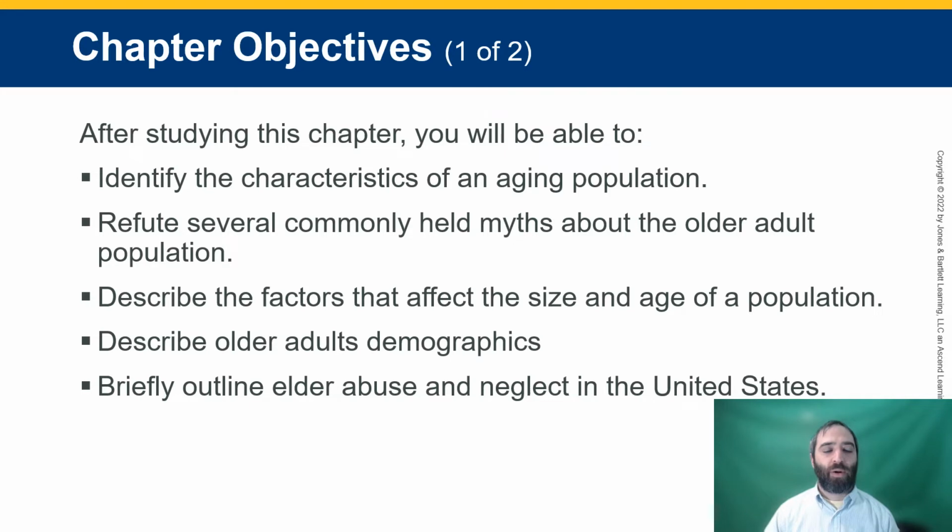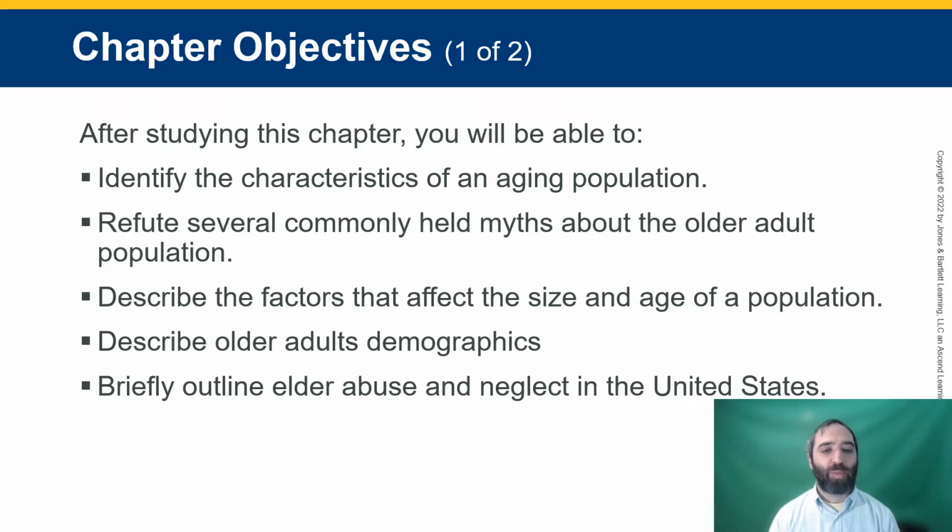Here are our chapter objectives. We're going to learn about identifying the characteristics of an older population, refuting the commonly held myths about them, and describing the factors that affect the size and the age of the population. If you don't come away with anything else from this lecture, know that there's just a whole lot more elderly people in the United States than there have ever been before.